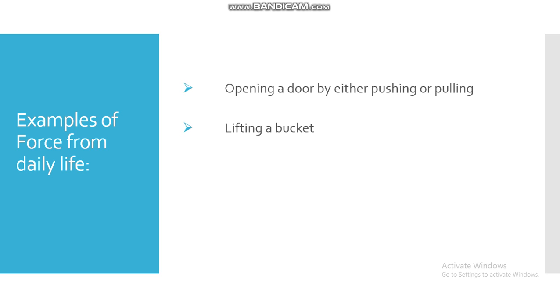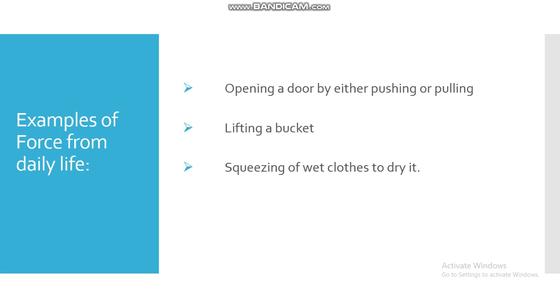I'll tell you. One example would be opening a door by either pushing or pulling. This is one example of force from our daily life. Now lifting a bucket. For example, if there is a bucket and you lift it, meaning you raise it to some height, this is another example of force.